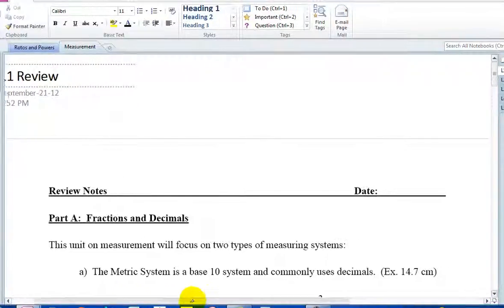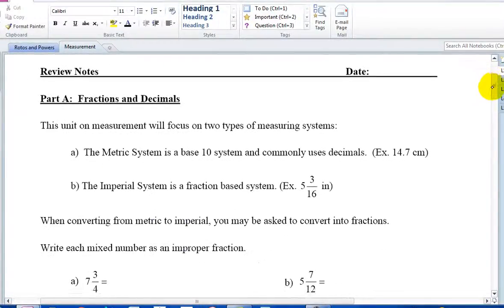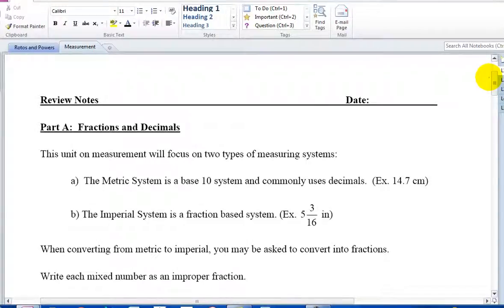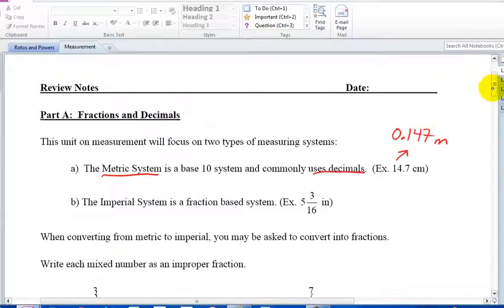Fractions and decimals. So you need to be able to convert back and forth with them. Okay. So the metric system is a base 10 system and commonly uses decimals. For example, 14.7 centimeters. How many meters is that? 0.147. Okay, we'll be talking about how to do that as well. It's because there's 100 centimeters, you have to move your decimals 2 spots.